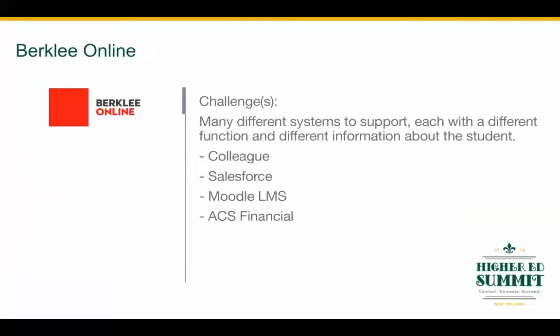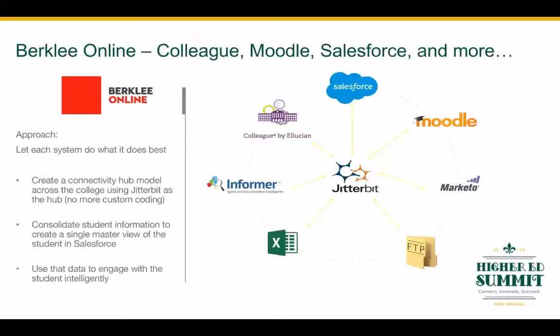First up, let's talk about Berkeley Online. Berkeley Online is the continuing education and distance learning arm of the Berkeley School of Music. As you can imagine, the addition of an online program really increased the number of systems that they needed to support and increased the requirements for connecting these systems. The team supports Ellucian Colleague, Moodle LMS, ACS, which is a financial system, and Salesforce. Each of these applications specializes in something the others do not.